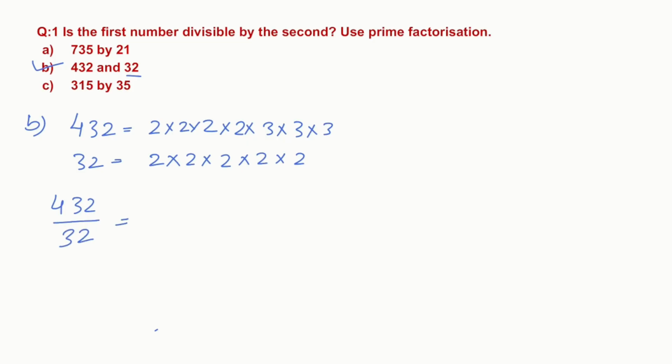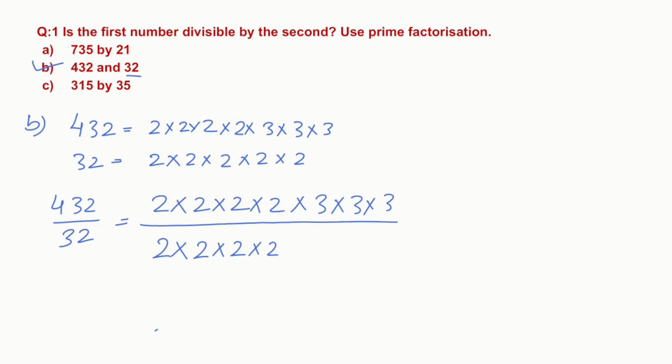So the factors of 432: 2 times 2 times 2 times 2 times 3 times 3 times 3. In the denominator, 2 times 2 times 2 times 2 times 2. Now we will use the cancellation process. We have four 2's in the numerator. We will cut those four 2's with the four 2's in the denominator.